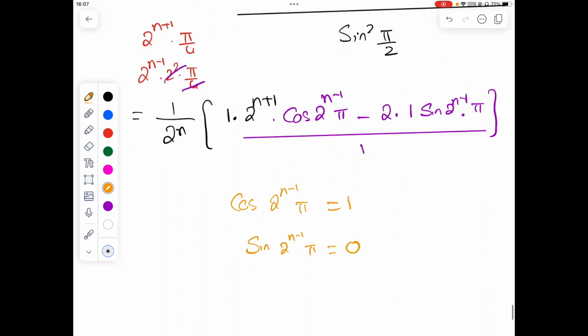So I can easily simplify it further. It will become 1 upon 2 power n times 2 power n plus 1 times 1 times 1 minus 2 times 0 divided by 1. So what am I going to get? 2 power n plus 1 upon 2 power n, which is going to be 2. So the gradient is going to be 2.